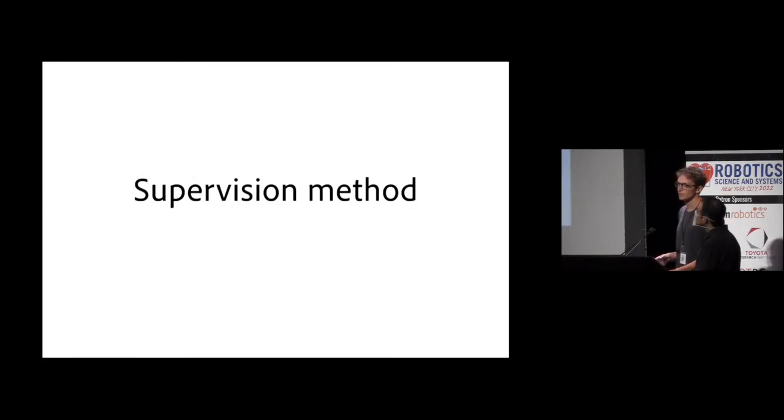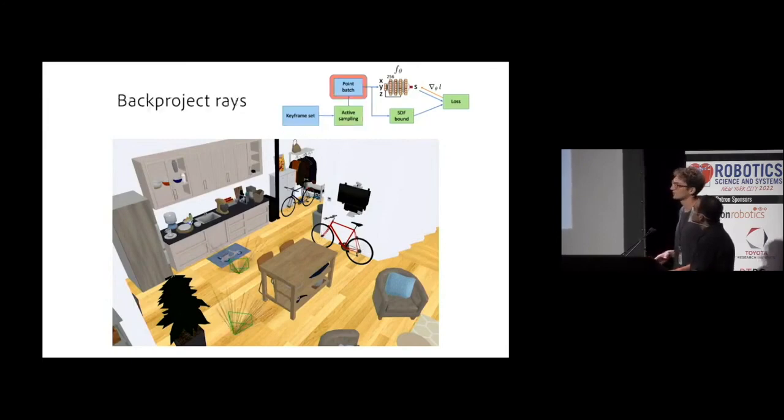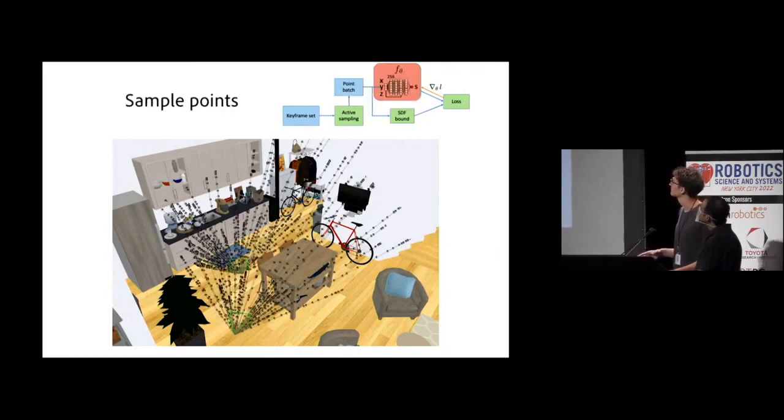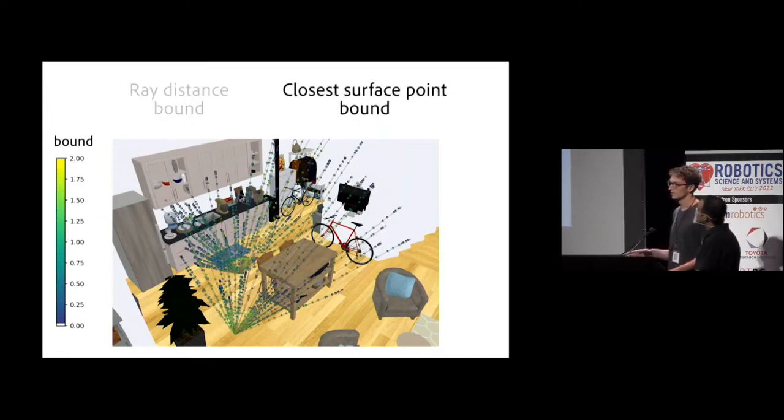Here I'll briefly explain the supervision method we use to train iSDF. First of all, we select a bunch of keyframes from our keyframe set using active sampling. And then we backproject rays using random pixels within keyframes. The network is then queried at points sampled along these rays, and we compute a loss using a bound on the signed distance. The simplest bound we could use is the distance along the ray to the surface. However, this is a weak bound, and we instead choose to use the closest surface point in the batch to provide a bound. This is a much tighter bound and results in much stronger supervision for the network.